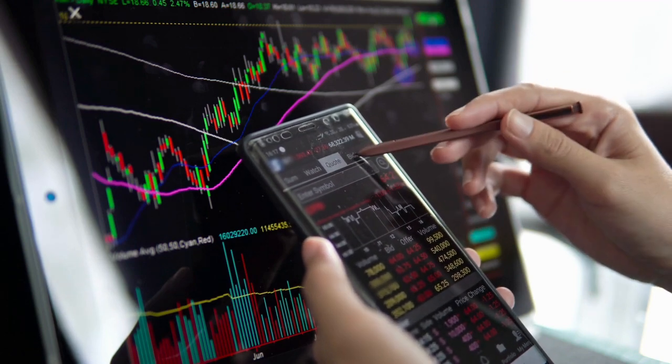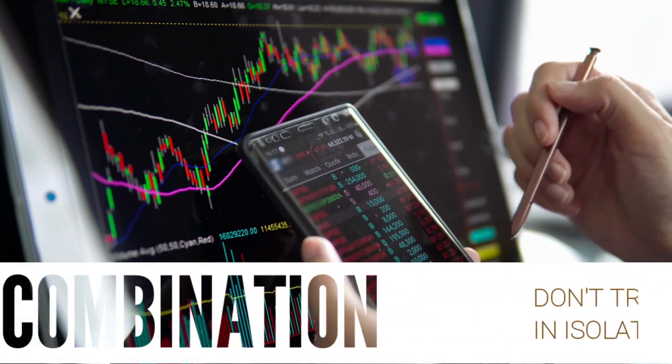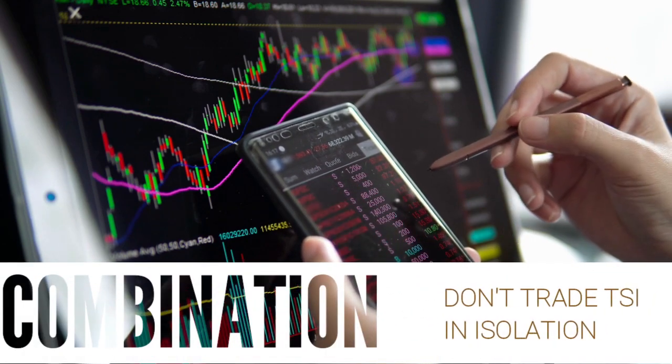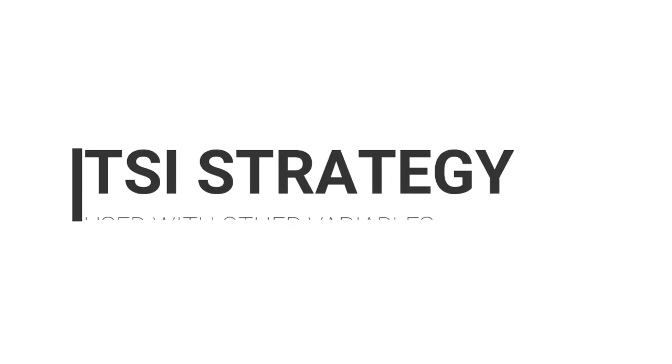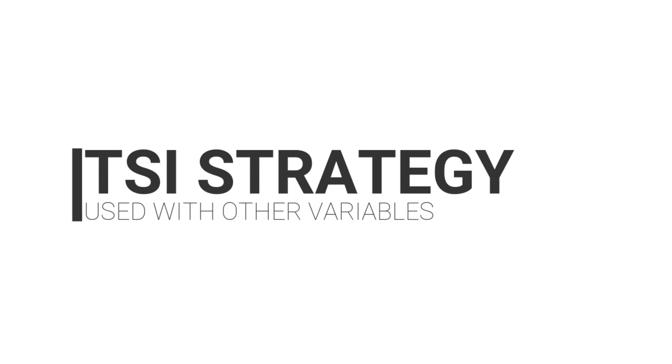But it's important to use a combination of technical indicators and price action, market analysis, risk management techniques if you want to increase your chances of succeeding. So we're going to talk about incorporating the TSI into a strategy. We're going to talk about the signal line and center line crossovers, as well as leverage and breakouts and divergence.